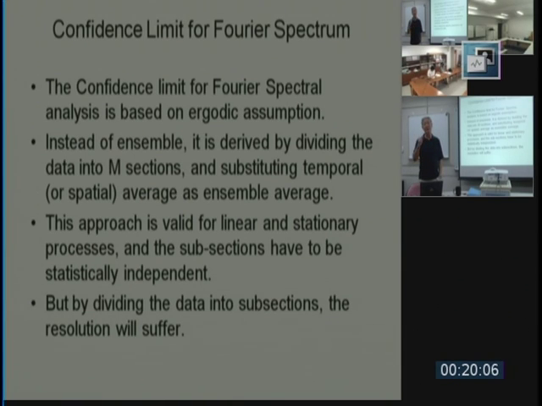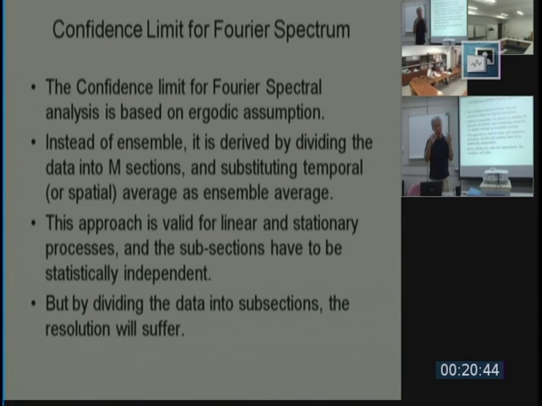Now, the simplest way is to compute the correlation, but correlation does not imply independence. By dividing the data into subsections, the resolution suffers. We know that in Fourier analysis, the resolution depends upon the data length. The smallest division of frequency is 1 over the total length T. So if you take shorter data, the resolution gets poorer and poorer.